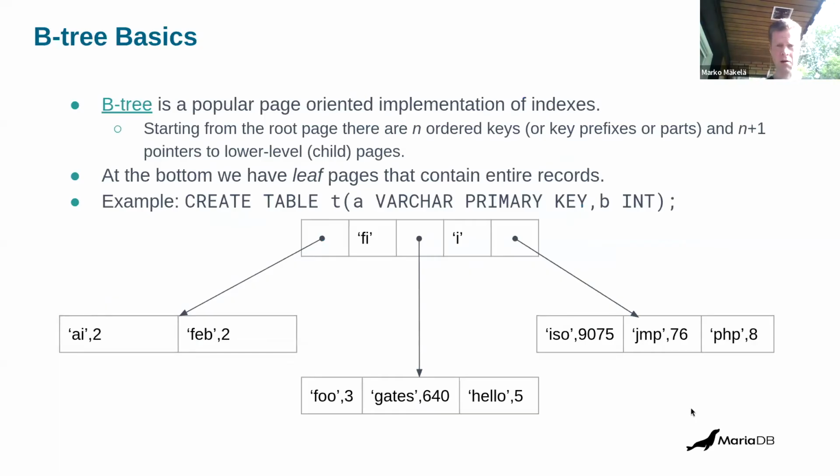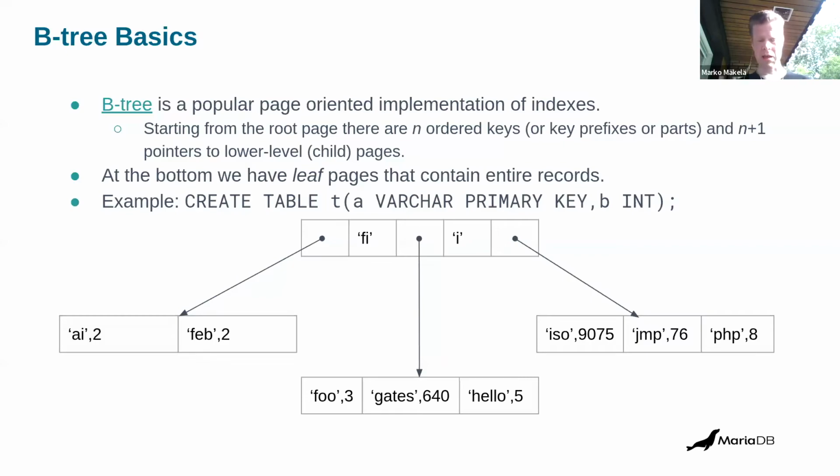The basics of B-trees are shown in this slide. It's not exactly matching InnoDB because this example doesn't show the system columns. But the basic idea is that we have pages that contain n keys that are ordered by the key, and these keys could also be prefixes or key paths. And then we have n+1 pointers to lower-level pages that could be non-leaf or leaf pages. And at the very bottom we have leaf pages that actually contain the data.